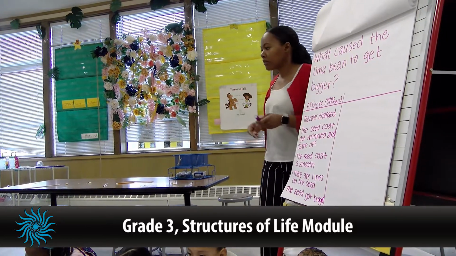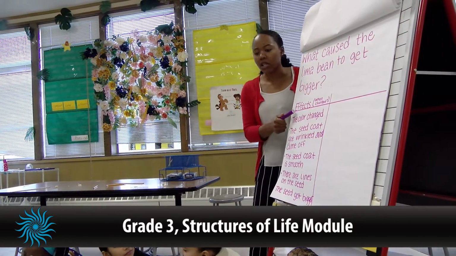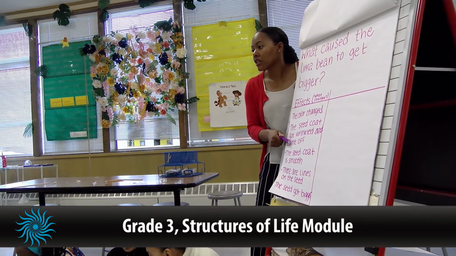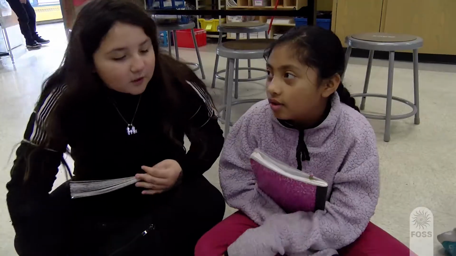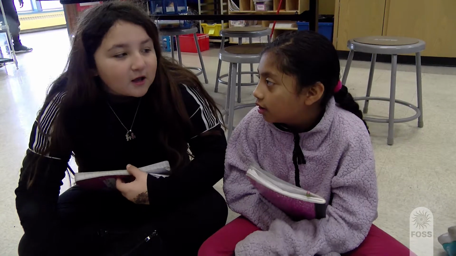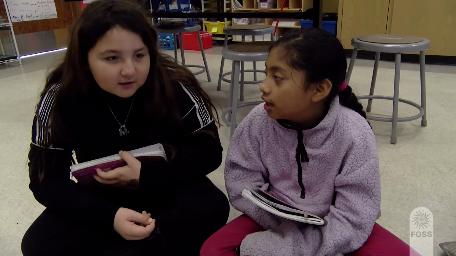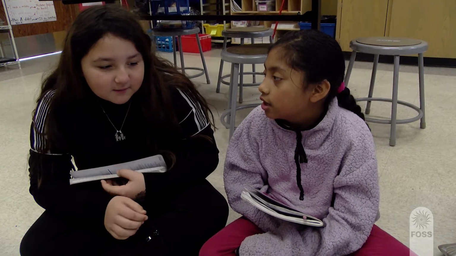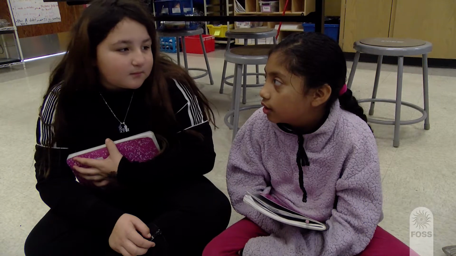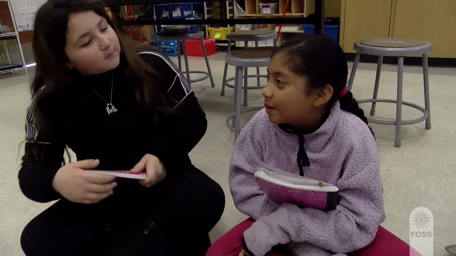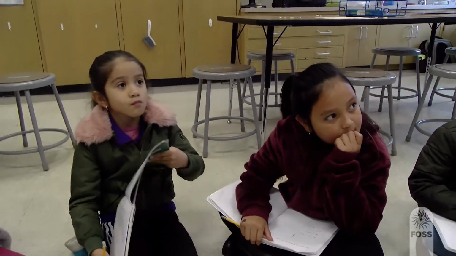So, partner A is going first. You decide who's partner A. And I want you to choose an effect and talk about what caused that to happen. What made that happen? The wet one is soggy and it's also pretty soft and squishy. And the dry one is hard and from the inside it's hard and it's not squishy. And partner B, if you haven't already, repeat what partner A said.